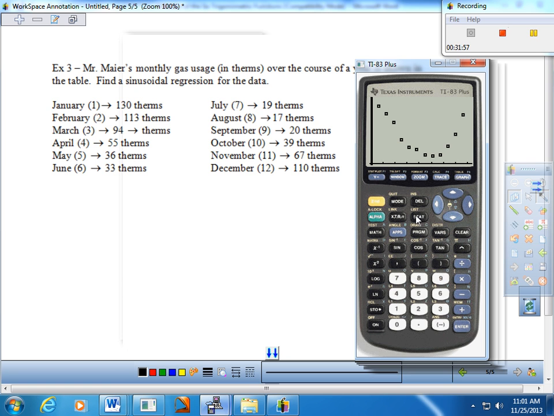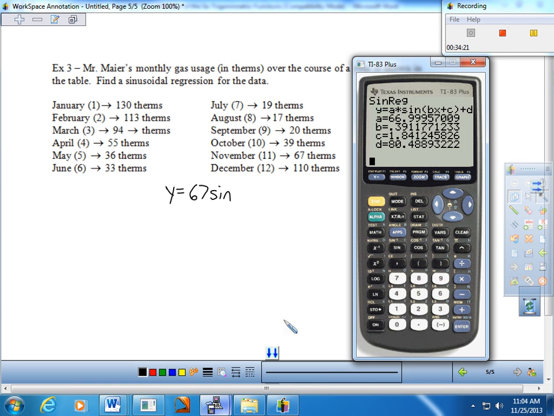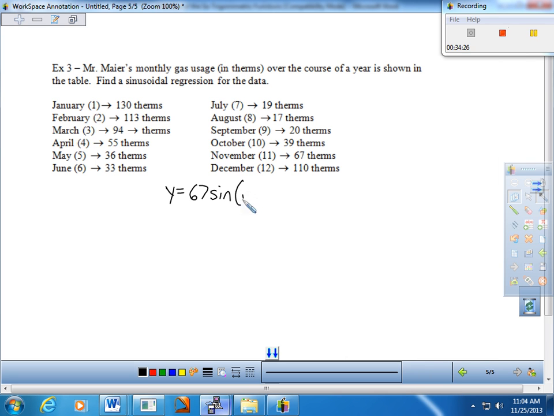I'm going to go Stat, move it over to Calc. Here we go, guys, all the way down to SinReg. Hit Enter. I like putting it into the y equals, so give me a moment on that piece. Put it in the y equals, and there we go. Not too bad. It looks like exactly 67 for the first value, and then the sine. Well, you're the lucky one, you have your calculator right in front of you, but I've got about 0.391x.